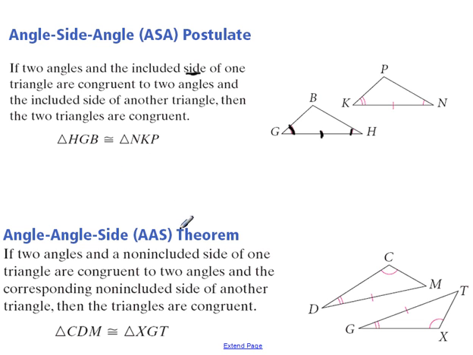The angle angle side theorem says if 2 angles and a non-included side of one triangle are congruent to 2 angles and the corresponding non-included side of another triangle, then the triangles are congruent.